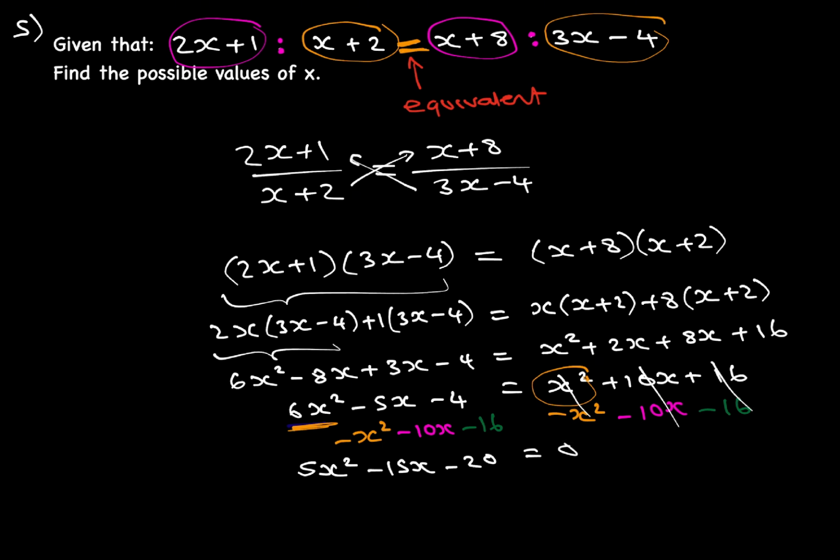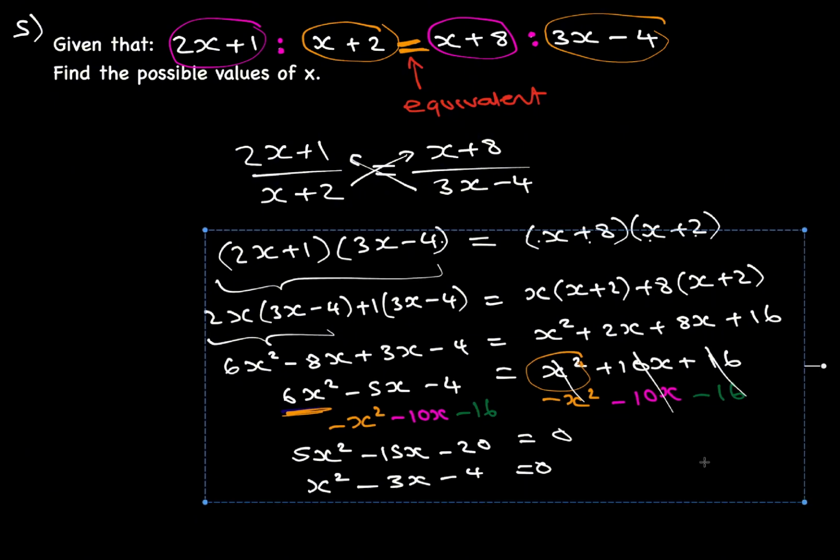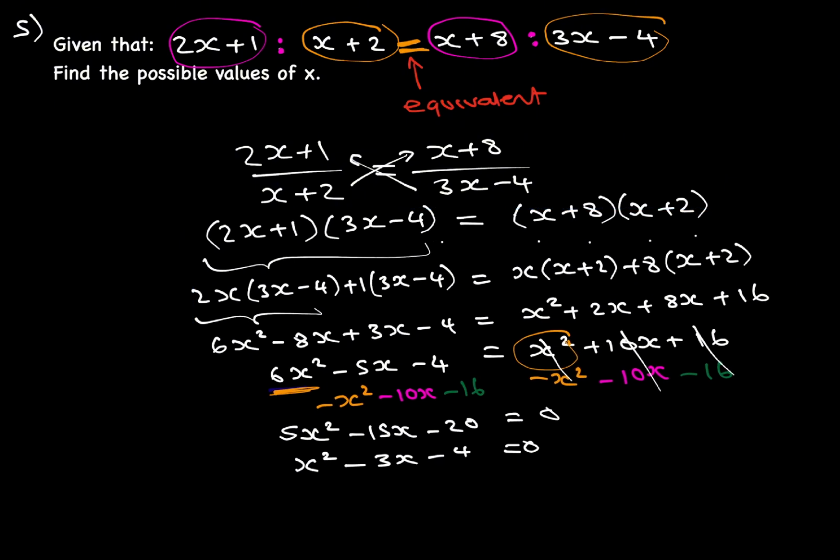Now you should notice that all of these terms are divisible by 5. So 5x squared becomes x squared, minus 15x divided by 5 is 3x, minus 20 divided by 5 is minus 4. That equals 0. And now I am going to solve this. I'm just going to make a bit of space for myself. Two numbers that multiply to give me negative 4, but add to give me negative 3. It must be 4 and 1 somehow, and the only way it would work is negative 4 and positive 1. That means in my double bracket, I'm going to have x minus 4 multiplied by x plus 1.